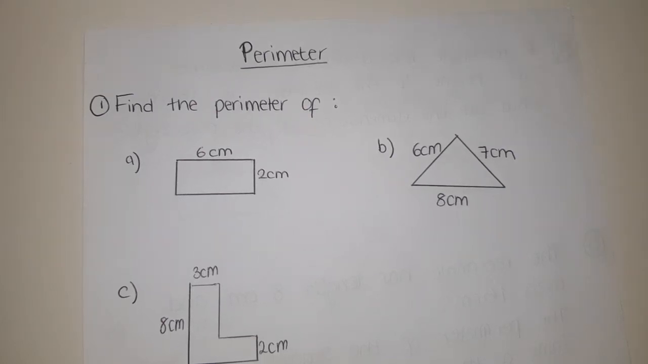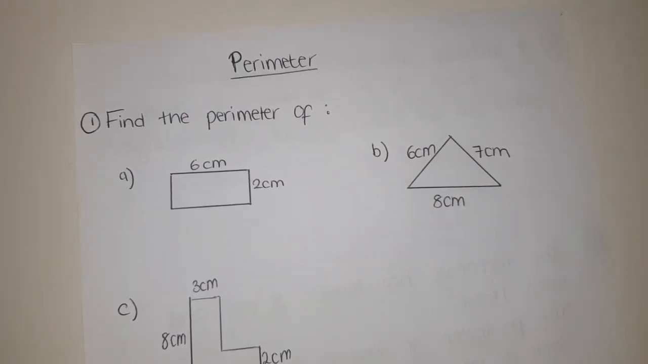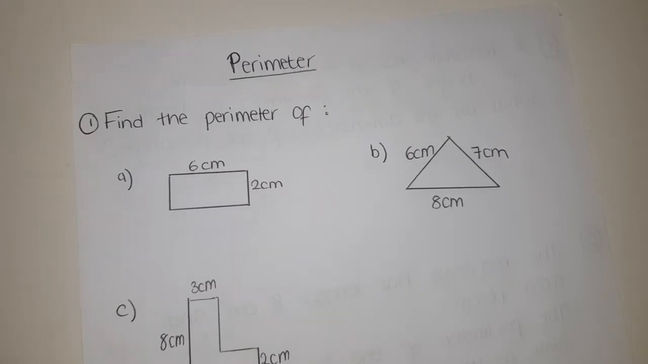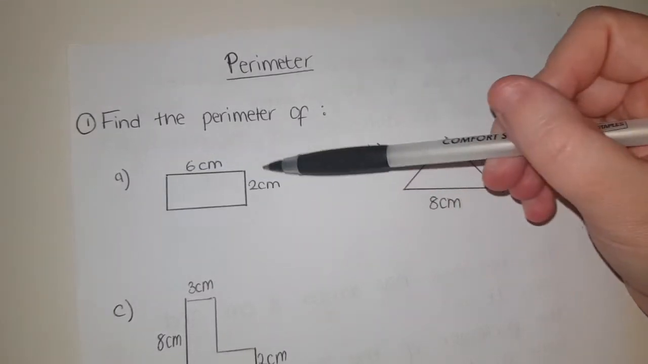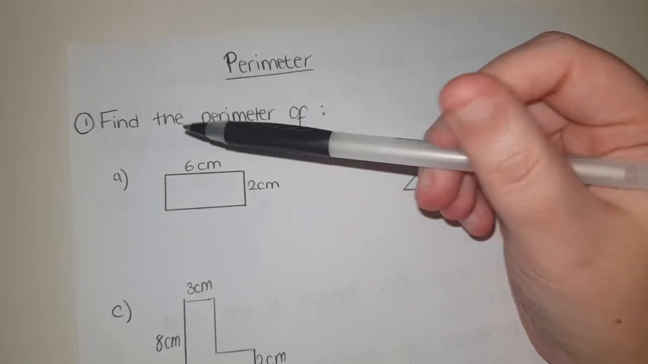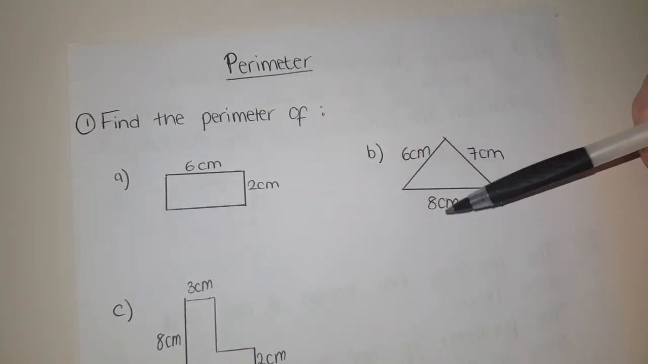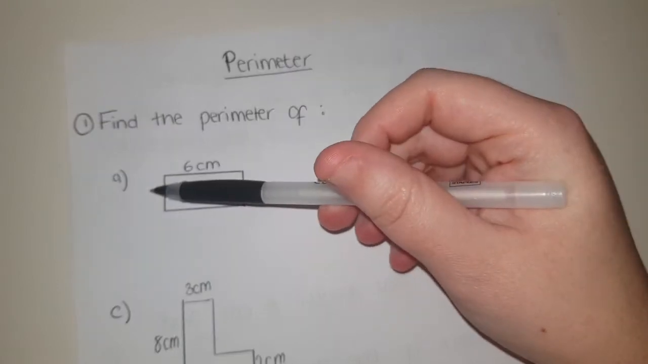Morning guys, so we're hopefully going to do something nice and straightforward. We're going to look at perimeters of shapes. Perimeter is just the measurement around the outside of a shape. So sometimes you'll be given all of that information, like in this one. Sometimes you have to find those missing pieces of information.